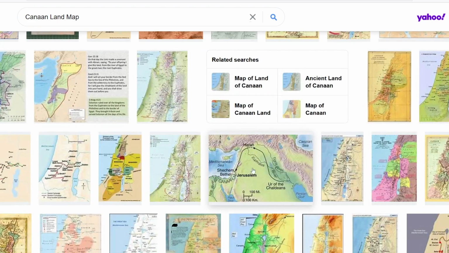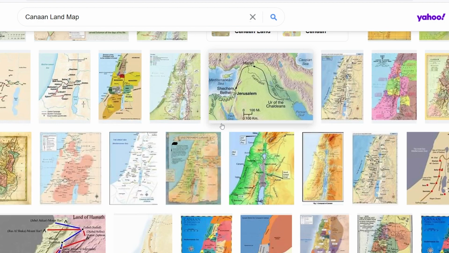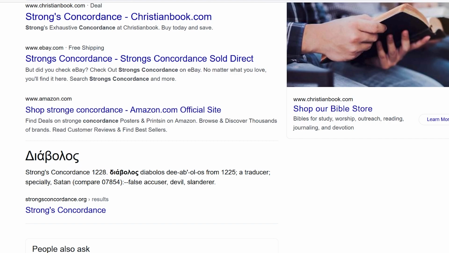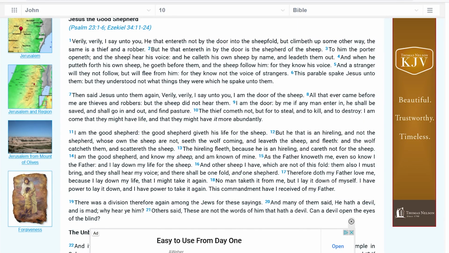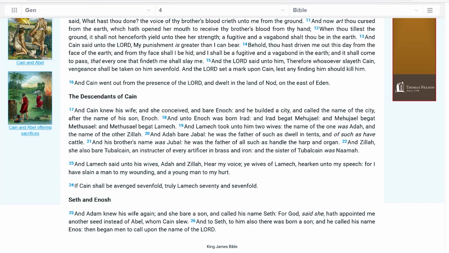Let's see. Man, all these are bad pictures. Let me see. Okay, so those are the 12 tribes. Notice the 12 tribes land in Israel. Okay, so let's go. What else we got? Let me see what else I got. Why am I ahead of myself? Okay, here we go. Nope, that's where I'm at.